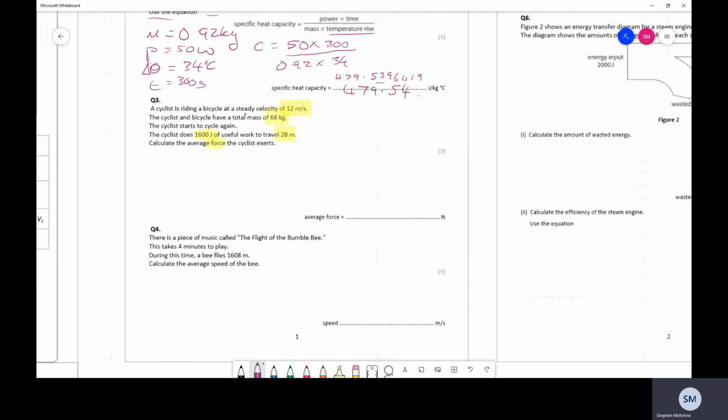Now I'm going to collect all of my terms. Steady velocity, so v is equal to 12 meters per second. You will have to get used to knowing what all these things are. So you need to know that mass is m.